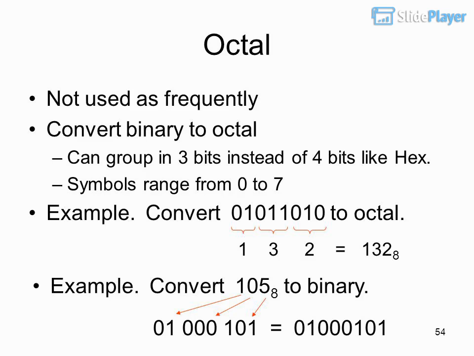Octal is not used frequently, but users convert binary to octal. We can group in 3 bits instead of 4 bits like hex. Symbols range from 0 to 7.